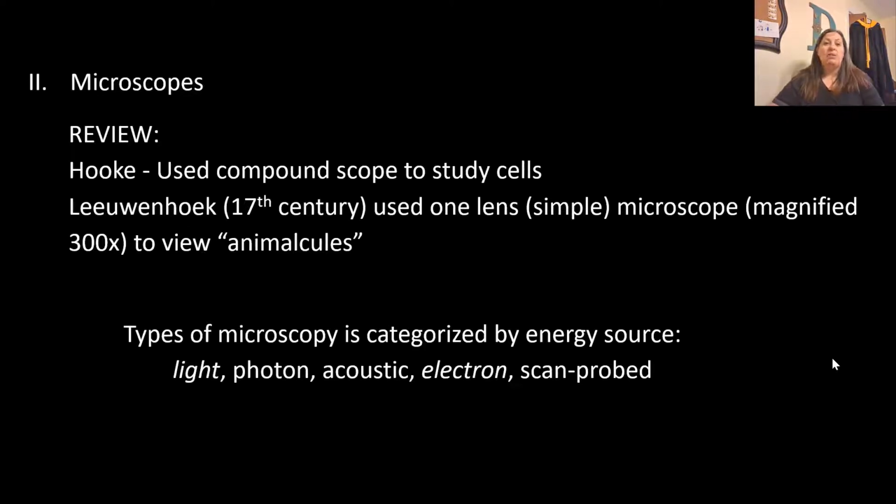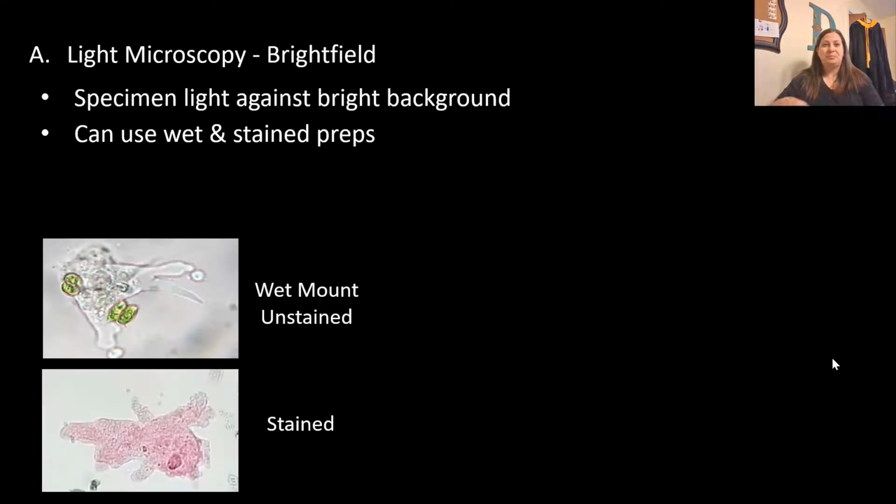Now there are lots of different types of microscopy, and they get categorized by their energy source. There are light, photon, acoustic, electron, and scan probed. We're going to focus mostly on the light microscope because this is the one that you use most of the time in a microbiology lab. However, electron microscopes could also be utilized.